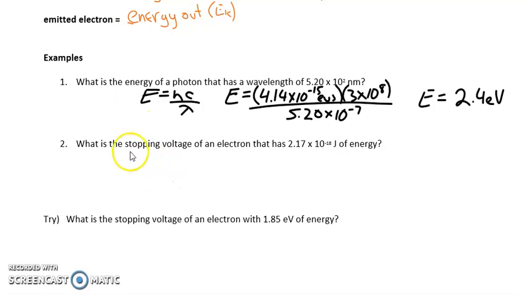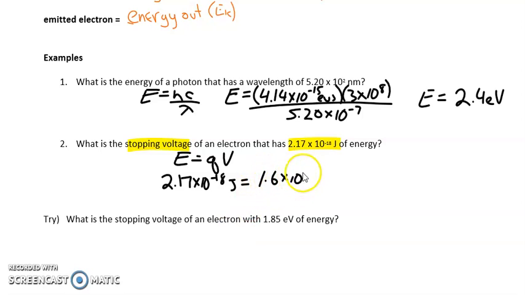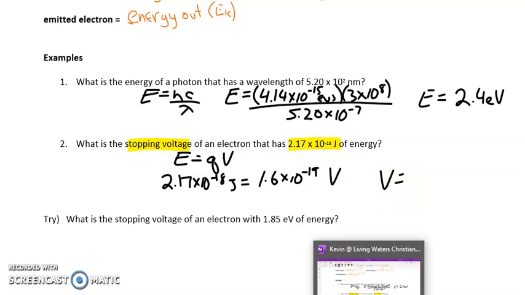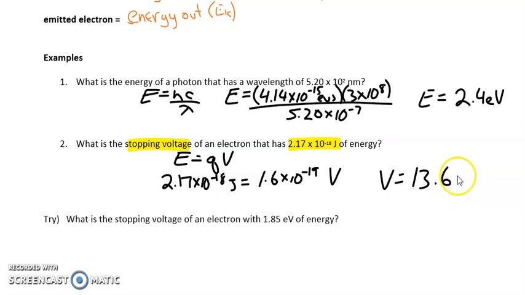Here we're asked to find the stopping voltage given a certain amount of energy in joules. So E is equal to QV, again, 2.17 times 10 to the negative 18 joules of energy. The charge on that electron is 1.6 times 10 to the negative 19 coulombs, multiplied by the voltage, which, when you divide this out, you wind up with a potential difference needed of 13.6 volts. So, give this next one a try. 1.8 electron volts. What is the stopping voltage?